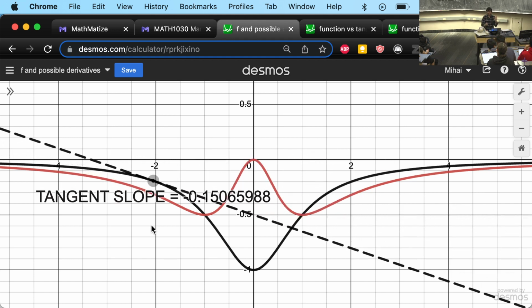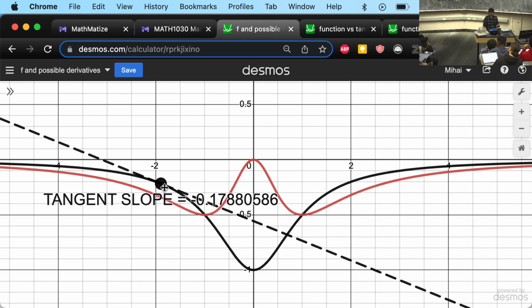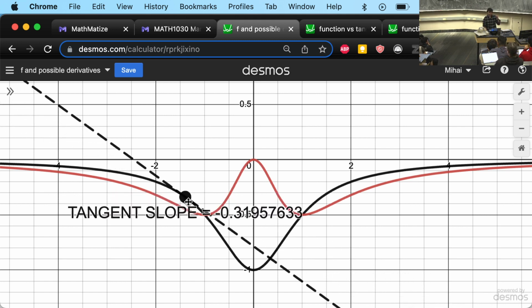Then as you move this over here, the tangent line slope is getting more and more negative. Here, it's become more negative. It's a more negative number than it was before. Before it was negative 0.02, now it's negative 0.15. Does that match what the red function is doing? The red function would have gone down, right? It would have gotten more negative. That matches. That's very good. All right, here we keep going. We're getting steeper and steeper and steeper.